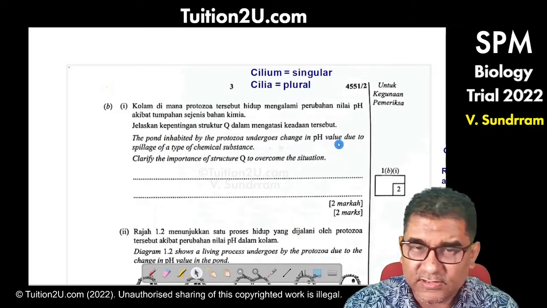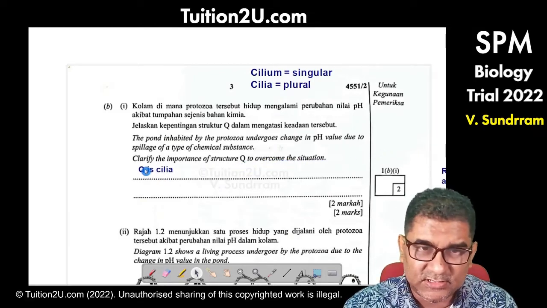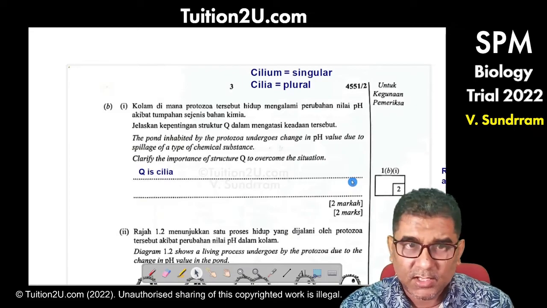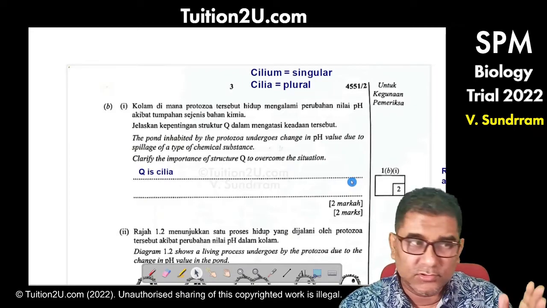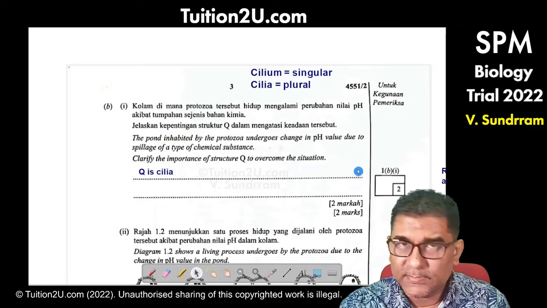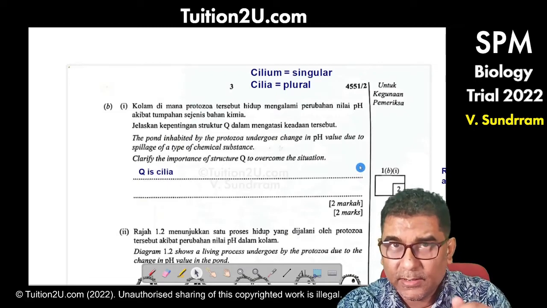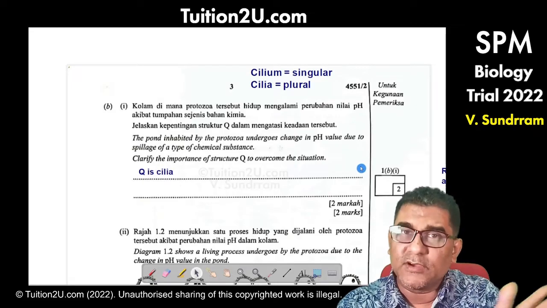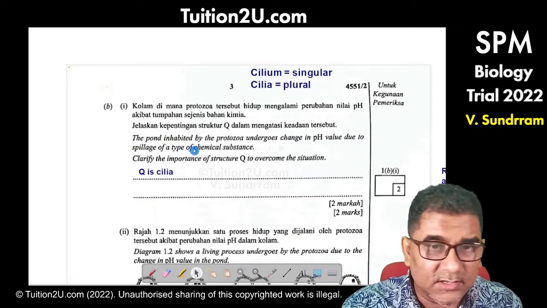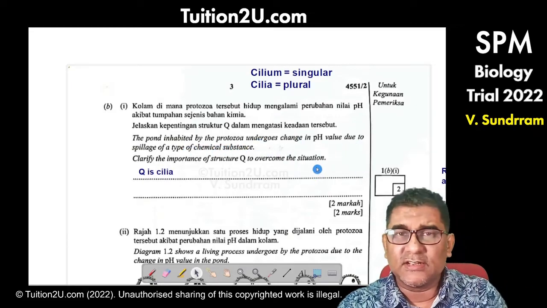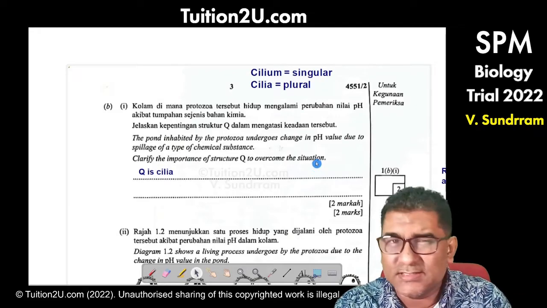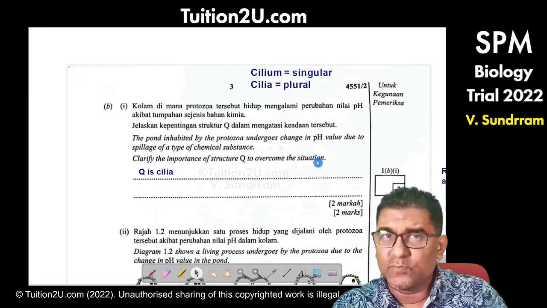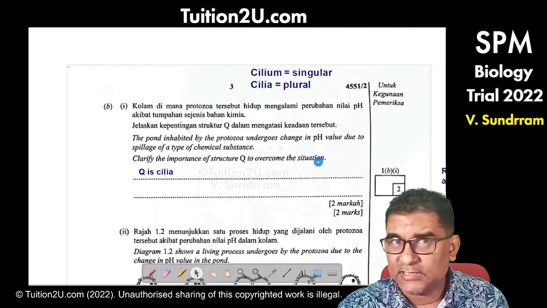So one of the first things we do is we identify what Q is. Q is cilia. What does Q do? Q is used for the Paramecium to swim. And because now there are changes in pH, they are going to swim away from this chemical substance. Generally, the unicellular organism doesn't like chemical substances. When the pH changes, they are going to move away from the chemical substance.